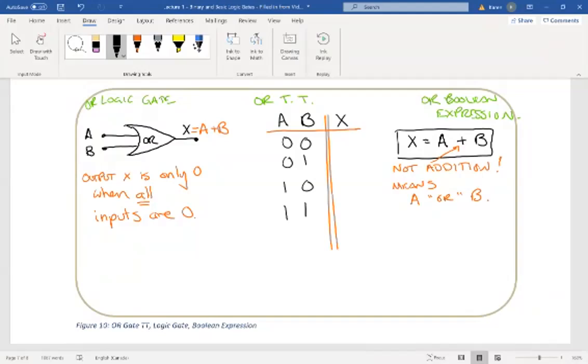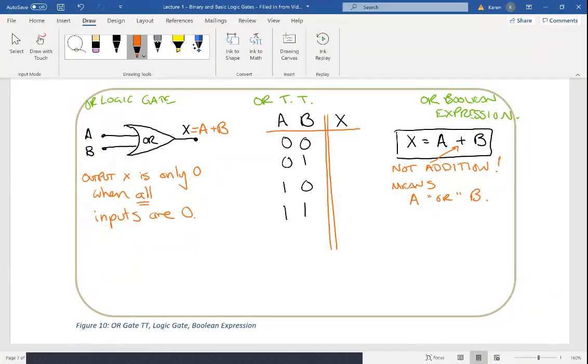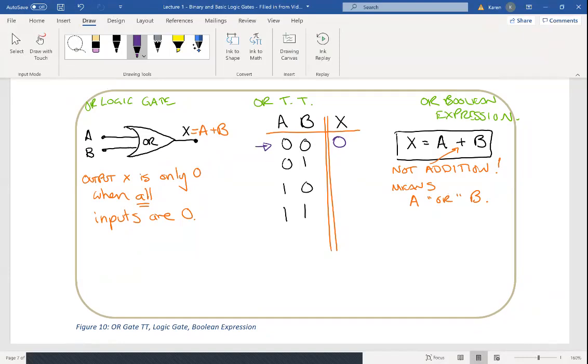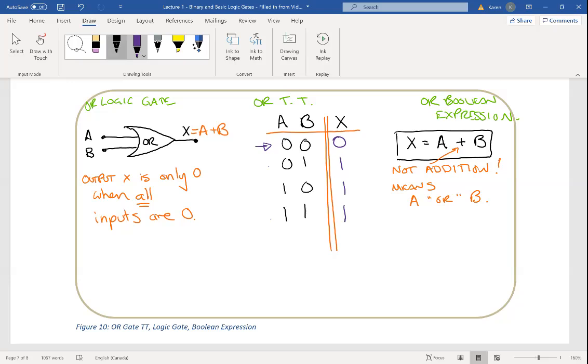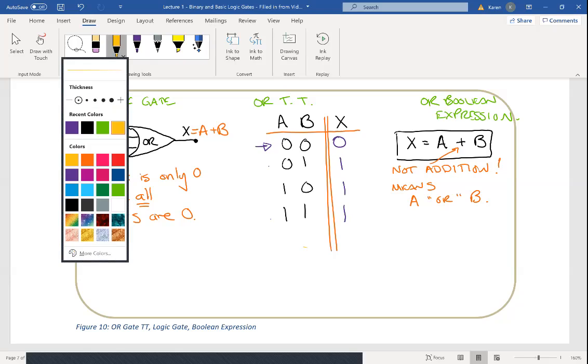And output is only going to be 0 when all inputs are 0. So in this row, I see that all inputs are 0, so the output must be 0. The rest of them, this logic circuit is going to be output high. If A is high, so here. If B is high, so here. And also if A and B are high, then the output is high. So this is the truth table for an OR gate.